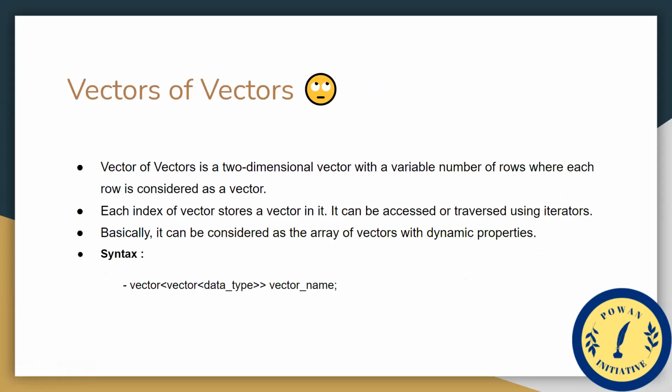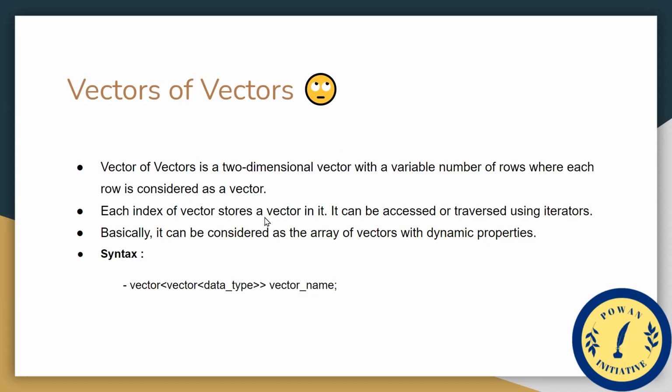After that, vectors of vectors. You may be thinking, what is this new term, vector of vectors? A vector of vectors is a two-dimensional vector with a variable number of rows, where each row is considered as a vector. In a simple way, it is a 2D vector with a variable number of rows where each row is a vector.